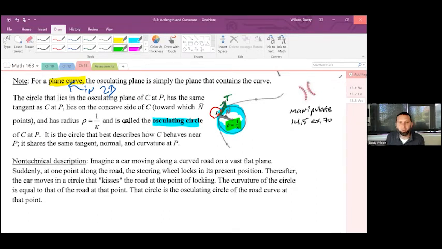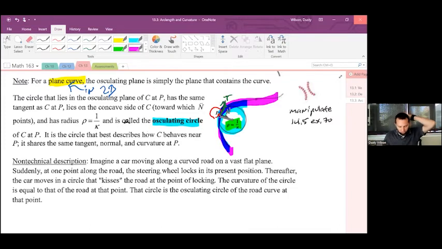Let's give a non-technical description. So imagine a car moving along a curved road. So here we are moving along our curved road, on a vast flat plane. Suddenly at one point along the road, the steering wheel locks in its present position. So it's a curved road, you lock, so you sort of keep that same turning position with the steering wheel.